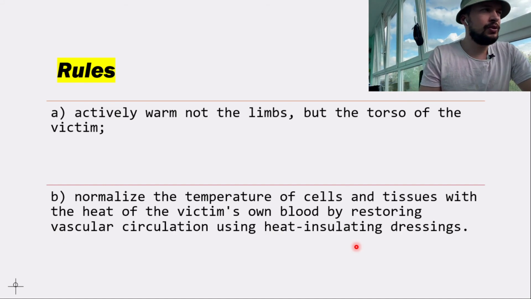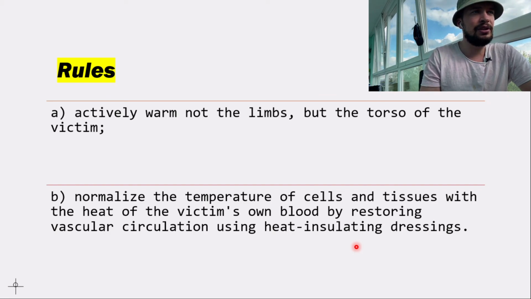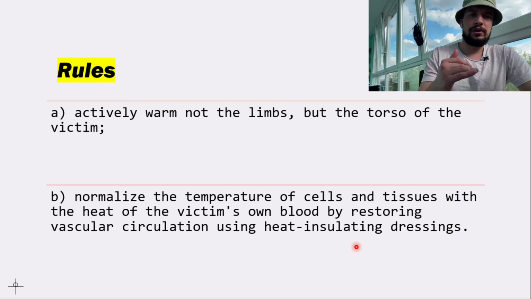And the next one is normalize the temperature of cells and tissues with the heat of the victim's own blood by restoring vascular circulation using heat insulation dressings. Heat insulation dressing you see before.